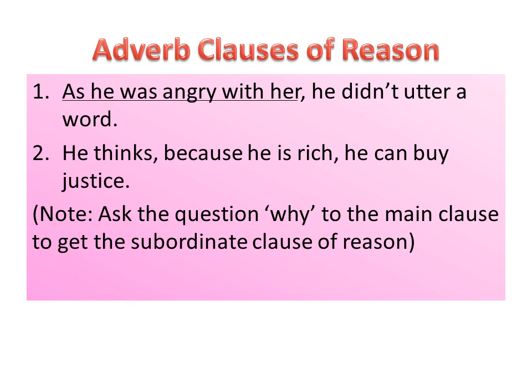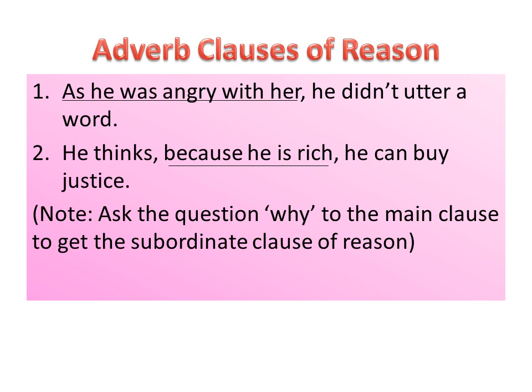Let's take another example. He thinks because he is rich, he can buy justice. Now, which is the main clause here? Yes, you are right. He thinks he can buy justice is the main clause because it makes complete meaning. And if I ask, why does he think so? I get the answer as because he is rich. So this part becomes your subordinate adverb clause of reason because it states the reason for his thought.